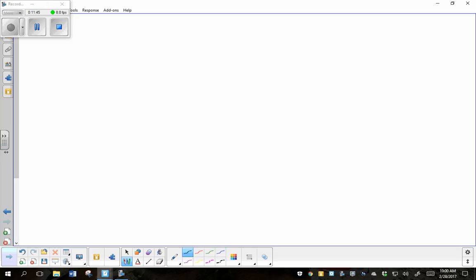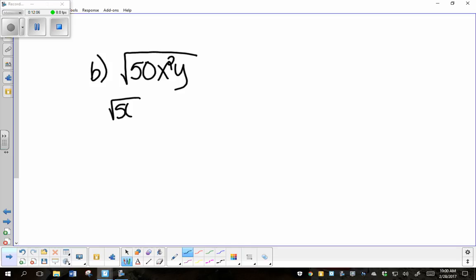All right. Second example. Square root of 50 x squared y. I know, and right now I'm wondering, do I even want to put the letters in it already? Let's just try it. We're going to work with it in totally separate parts. So let's do the square root of 50, and then the square root of x squared, and then the square root of y. So I just split it up. I'm going to deal with them all separately, and then at the end we'll put them back together.